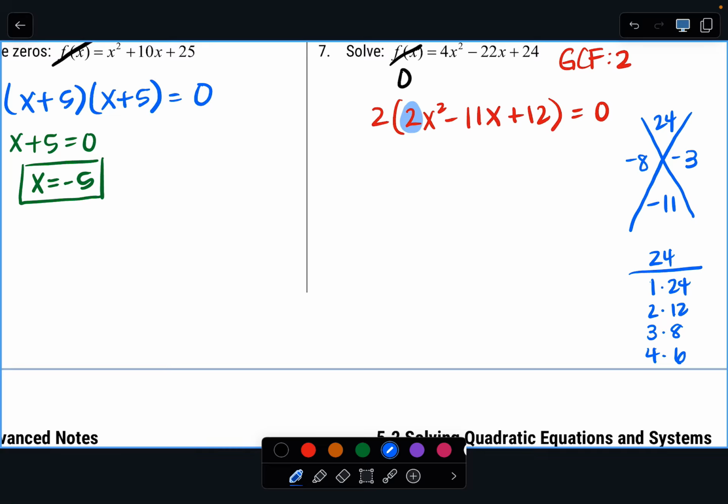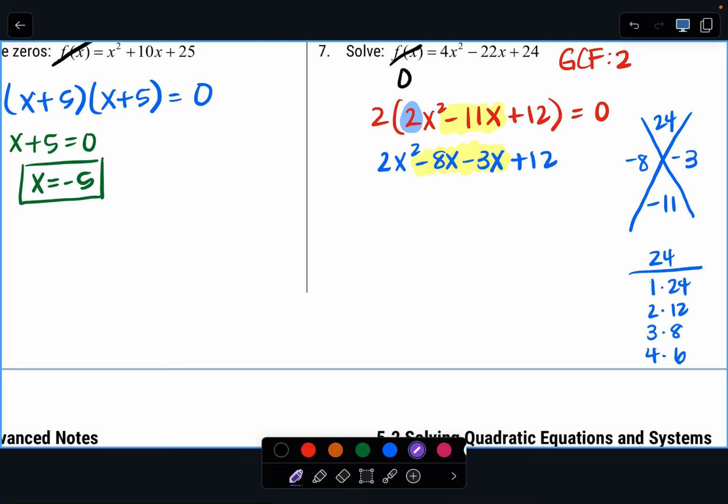So now I'm going to go in. I'm going to ignore the 2 at the front because sometimes that gets to be a little confusing. I'm going to rewrite this as 2x squared minus 8x minus 3x plus 12. The only thing that changes is the -11x got rewritten as -8x minus 3x. Nothing else from the quadratic equation is different.